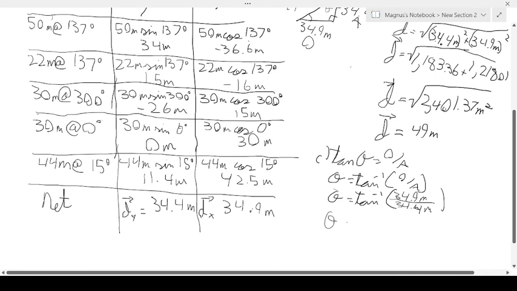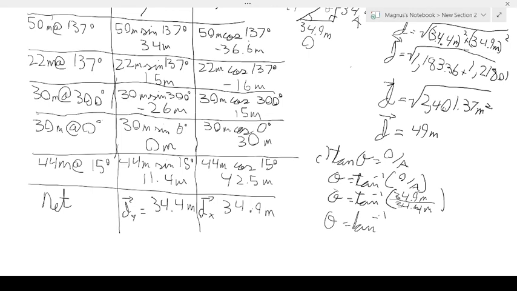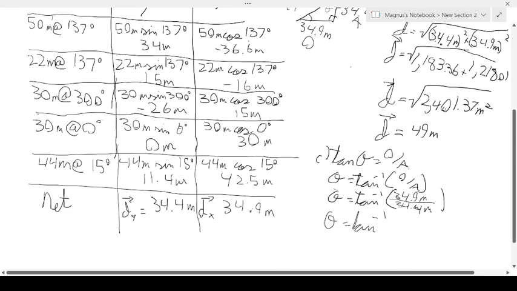Theta is equal to the arctangent of 34.9 divided by 34.4. This gives us 1.0145348. You can write as many decimal places as you want. That's just what's on my calculator. My calculator usually goes to 10 numbers on the screen at once. Theta is going to equal tan to the negative 1 of the answer, and this is equal to 45.4 degrees. Usually angles are to the nearest degree, so I'm just going to write this as 45 degrees.